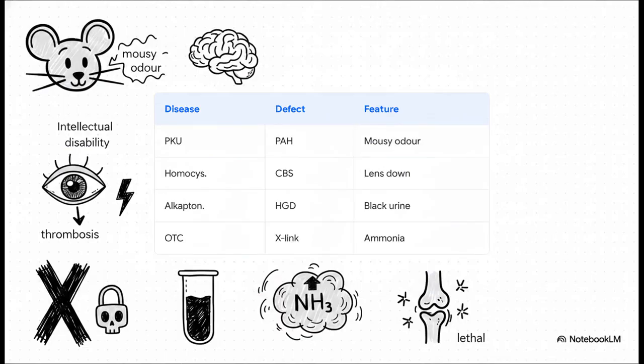Putting it all together, let's lock these key differences firmly into your memory. For PKU, you're looking for the PAH defect causing that mousy odor and intellectual disability. For homocystinuria, it's the CBS defect causing a downward lens dislocation and risk of fatal thrombosis. Alkaptonuria is your HGD defect, giving you the classic black urine and adult-onset arthritis. And finally, OTC deficiency is your sole X-linked urea cycle defect causing lethal hyperammonemia. Take a mental snapshot of these key takeaways.